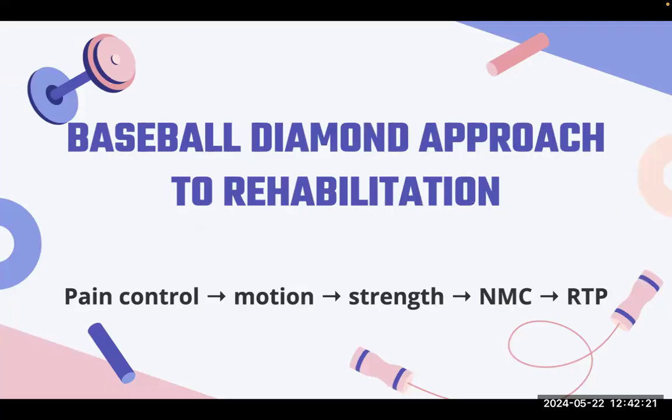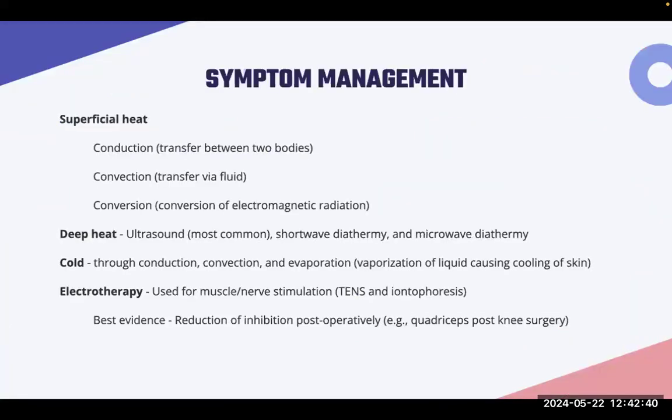They talk about this baseball diamond approach to rehab. So the first part is pain control, next is motion, next is strength, then there's neuromuscular control, and then finally return to play. So we'll talk about each one of these, one slide each, to take a patient through rehab principles. And again, a lot of this we practice, but so pain control, symptom management.